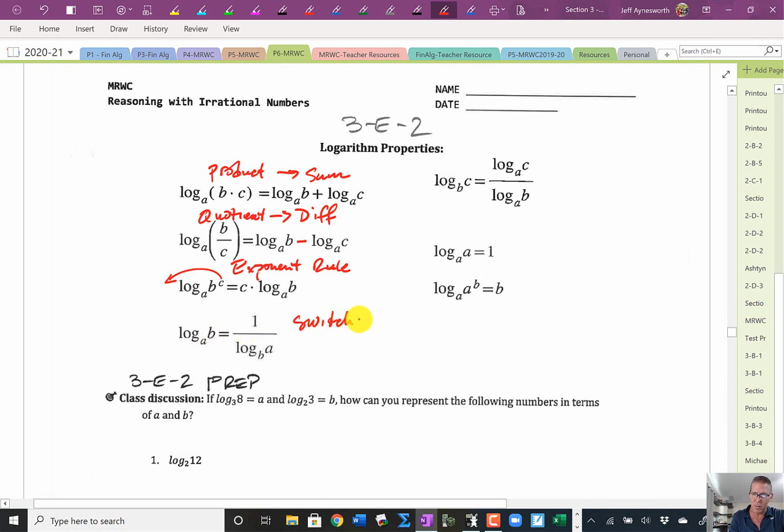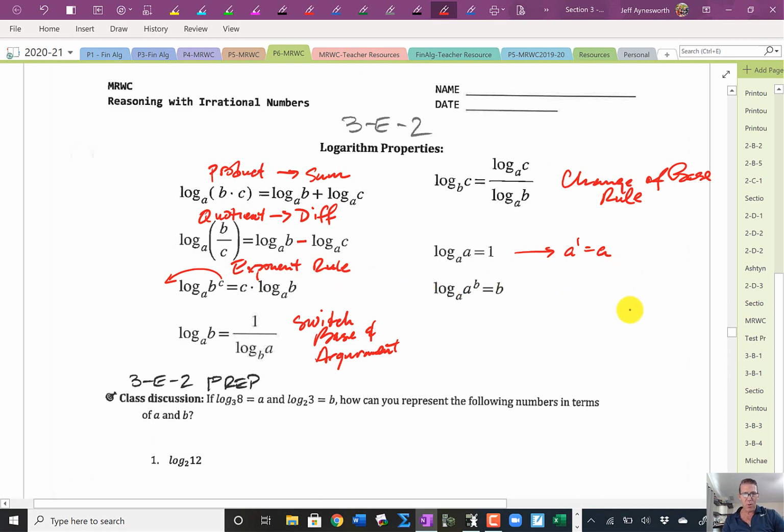Switch base and argument. Let me see, this one's a change of base rule. And this one here is pretty evident. A to the first power is A. That's obvious. And then here, when the bases are the same, you get the exponent. So this one here uses the exponent rule. So these two are similar here.